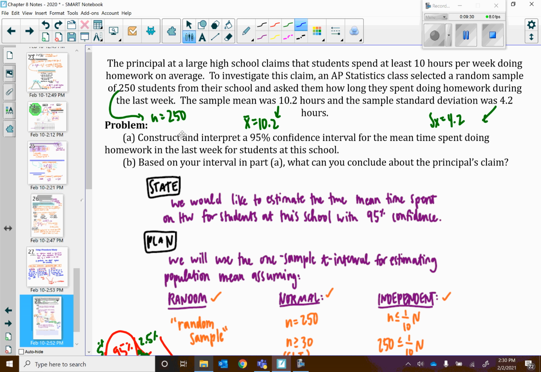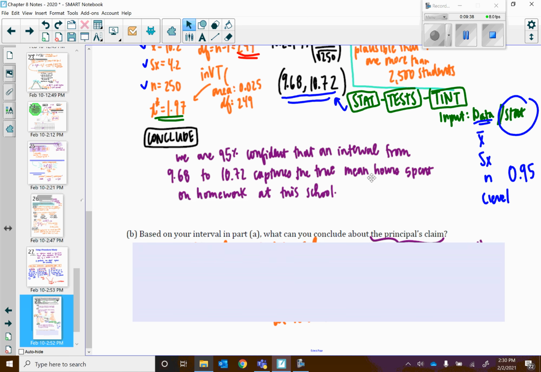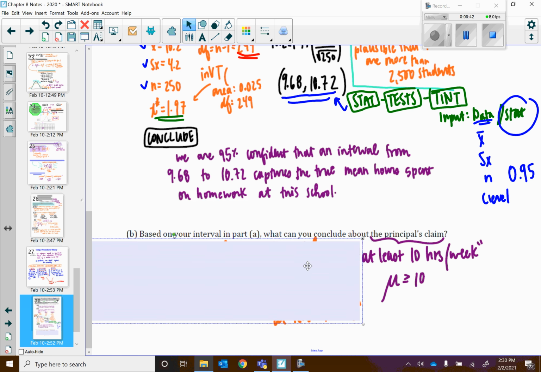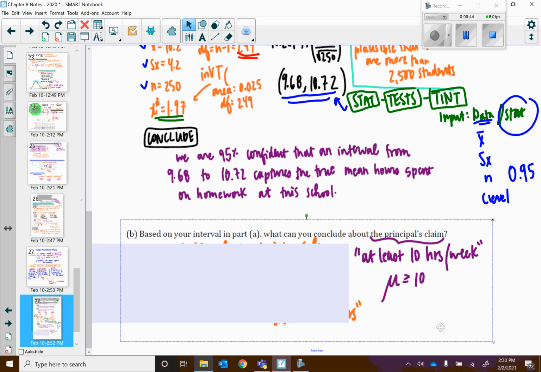So the principal's claim said a principal at a large school claims that students spend at least 10 hours per week. The principal says, my students spend at least 10 hours per week. So he's saying the true mean is greater than or equal to 10. Looking at our interval, what would you say? Do we agree with his claim? Or do we disagree with his claim? Pause the video and get an answer.